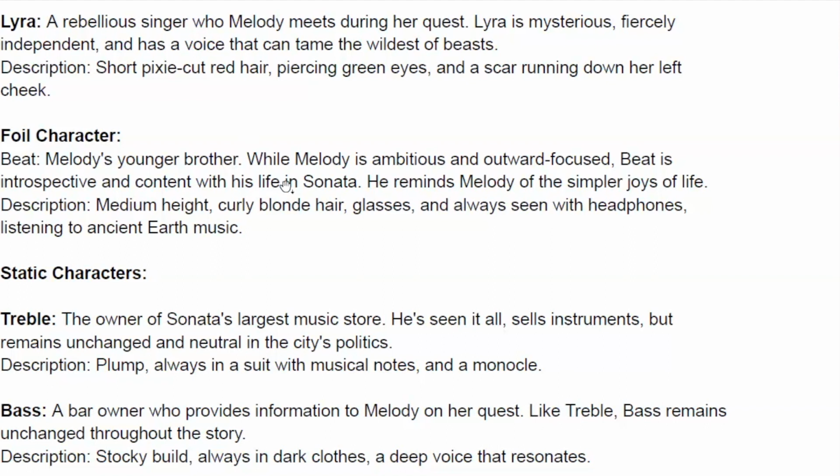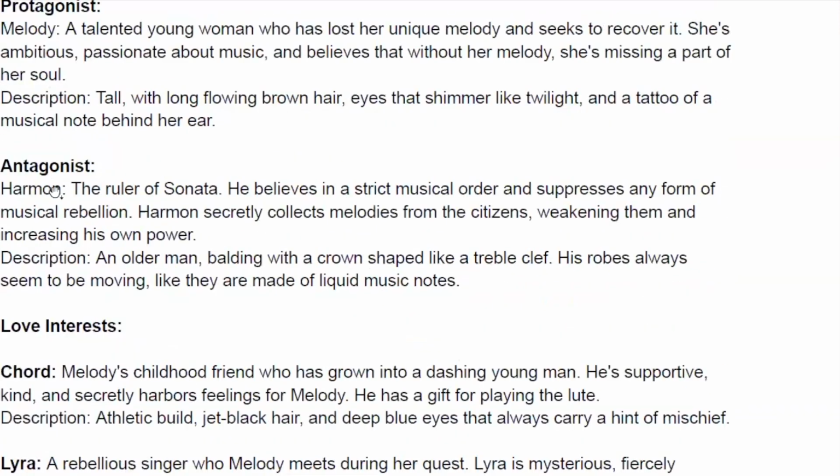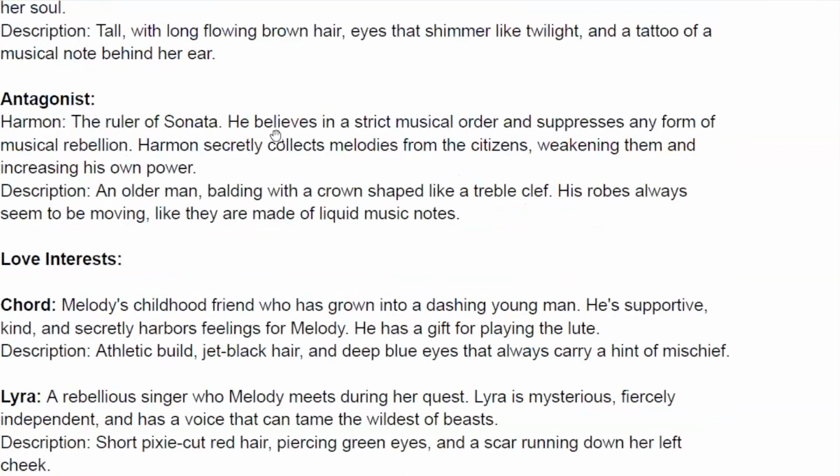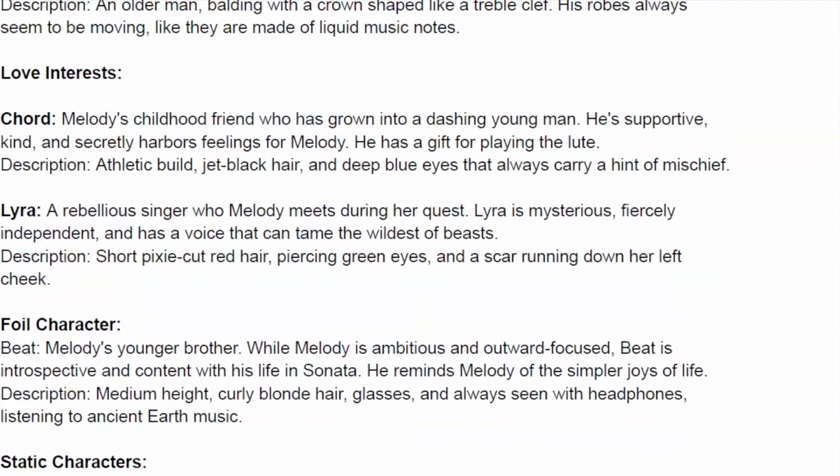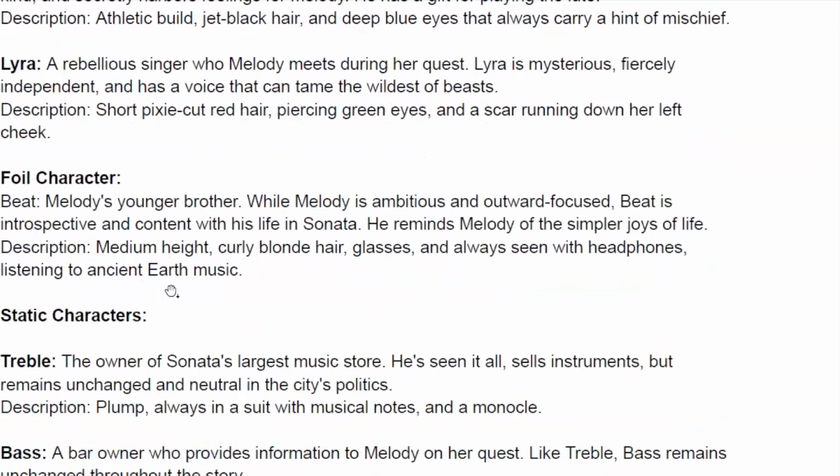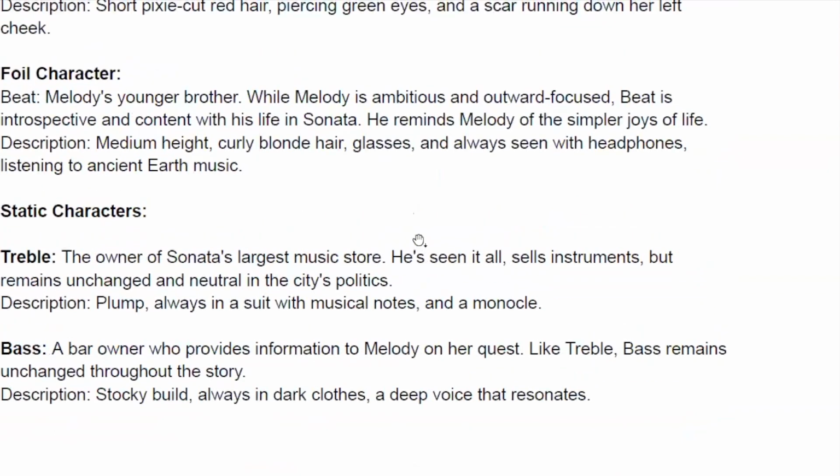But notice how for Melody and Harmon, you immediately know they're going to have conflict, because Melody seeks freedom, she wants beautiful melodies to be sung everywhere, and Harmon just wants everybody to follow his rules. So directly, there's going to be something wrong there. But as you saw with Cord, Lyra, and Beat, there's not much going on for him. He's just her brother, and he's kind of like a free spirit. But if you were to write the story, you would find a way to make him do something that would interrupt Melody.